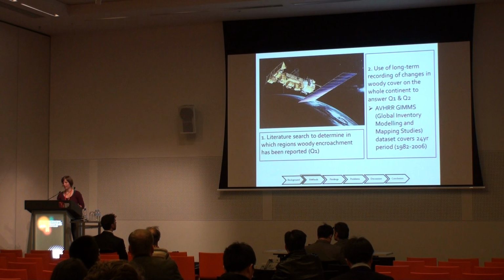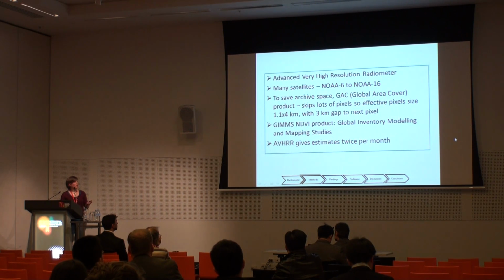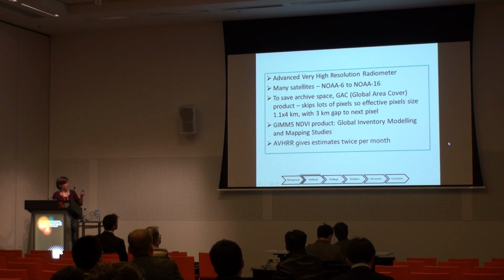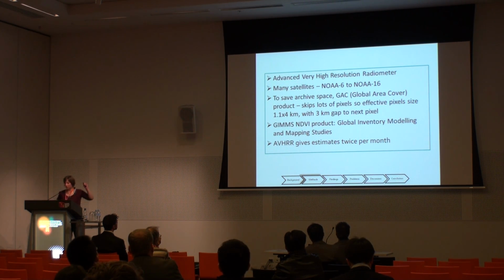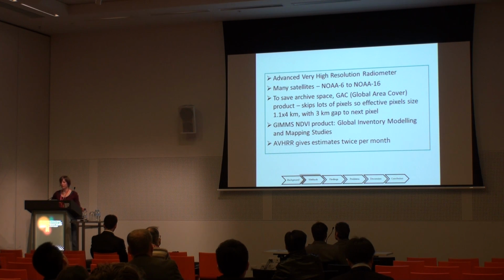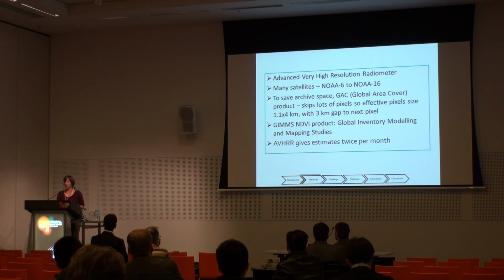We found this record in the AVHRR GIMMS dataset, which covers a time span of 24 years, from 1982 to 2006. So just a bit about this. AVHRR is the Advanced Very High Resolution Radiometer. It's carried by 11 different satellites, NOAA 6 to NOAA 16. And it's quite a coarse resolution: to save archive space, the effective pixel size is 1.1 by 4 kilometers, and there's a 3 kilometer gap to the next pixel.